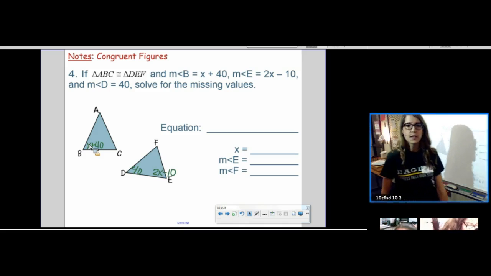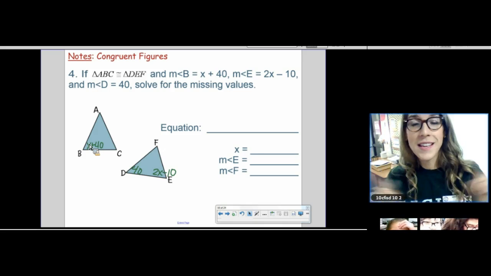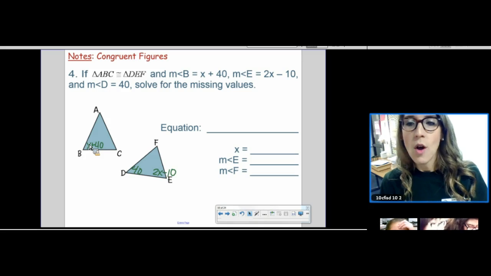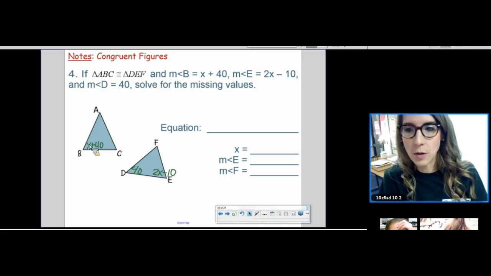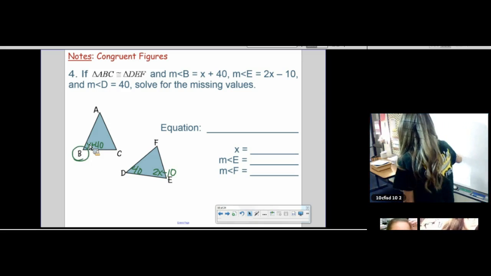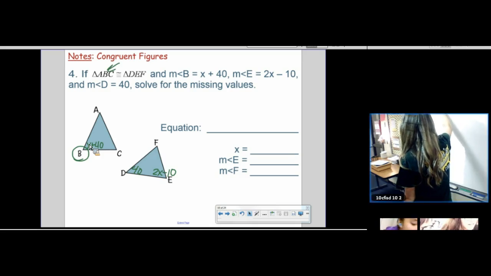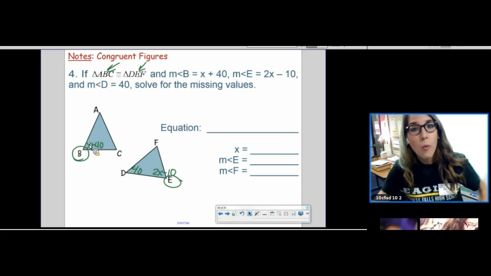Now, one of two things could happen. Either two of these equal each other, and we're going to set them equal, or none of them equal, and we're going to use the Triangle Sum Theorem and add them up to equal 180. So let's find out. Which one matches angle B? B is listed second, E is listed second, so B matches E. Do you see how that works?